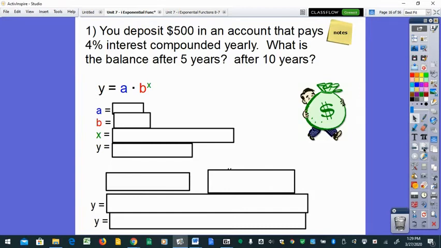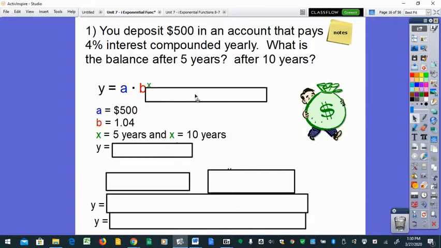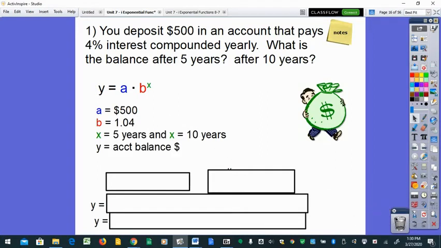So let's say that you deposit $500 in an account that pays 4% interest compounded yearly. What is the balance after 5 years and after 10 years? Now, we could have done this problem in September because it says yearly. So we look at our initial amount, which was $500. Our factor is going to be 1 plus the interest rate, which would be 1.04. And then we're going to do 5 years, and then 10 years to see what happens to our investment, our account balance.